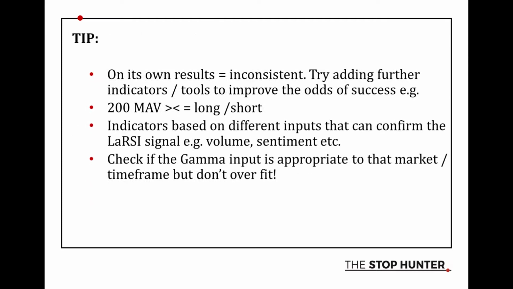So some tips for using. On its own, I found the results reasonably inconsistent, and I think you're going to have to add further indicators or tools to improve the odds of success. For example, a 200 moving average: if it's above it, it's a long signal; if it's below it, short, tied in with the Laguerre RSI. Or use different indicators around different inputs like volume or sentiment to confirm the Laguerre RSI, and also check if the gamma input is appropriate for that market and time frame, because it can make a difference, but the rule there is please don't overfit.